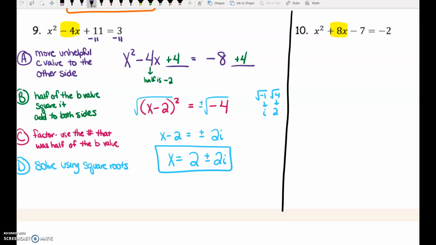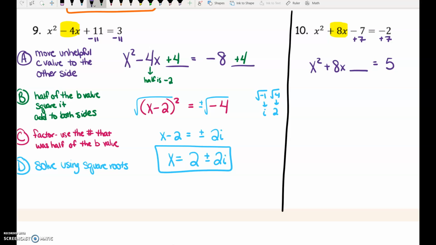Number 10, if we tried to factor this, it would not factor. To multiply to get negative 7, it'd have to be like a negative 1 and 7 or negative 7 and 1. Neither of those add up to 8. So that negative 7 is unhelpful. So I'm going to add 7 to both sides. That gives me x squared plus 8x. I know I'm going to complete the square, so I leave a blank, equals 5.